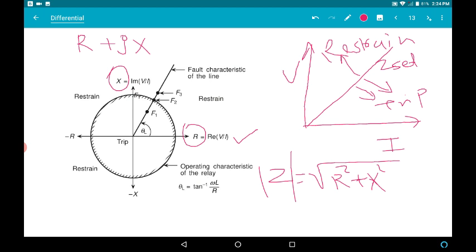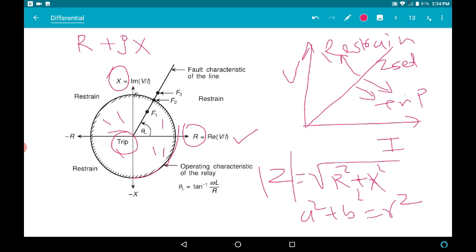If I take the square on both sides, it will be a squared plus b squared equal to r squared. Basically it's the equation of a circle. So I get a circle like this, and anything inside this circle is a trip region. That means the relay will trip if your point lies within this circle, and the relay will not trip if it lies outside the circle, and if it is on the circle, it is on the verge of operation, right?